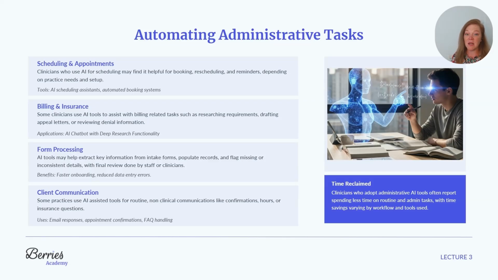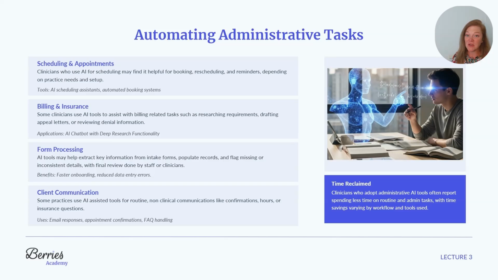Billing and insurance. Some clinicians use AI tools to assist with billing-related tasks, such as researching requirements, drafting appeal letters, or reviewing denial information. If you've ever had an insurance claim denied and had to write an appeal, you know how time-consuming that is. AI chatbots with deep research functionality can help you understand why the claim is denied and draft an appeal letter based on the specific denial reason. You review it and send it, but you're not starting from scratch. The AI is doing that part for you. Form processing.